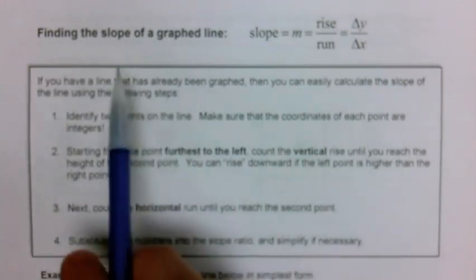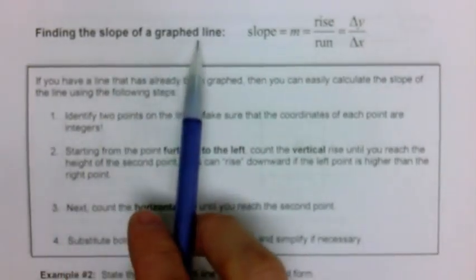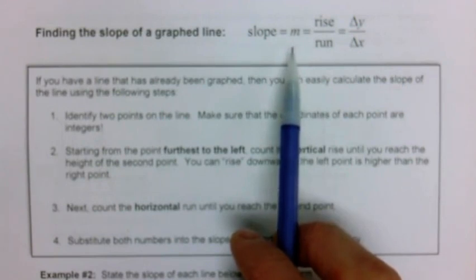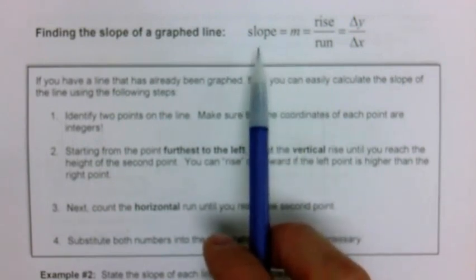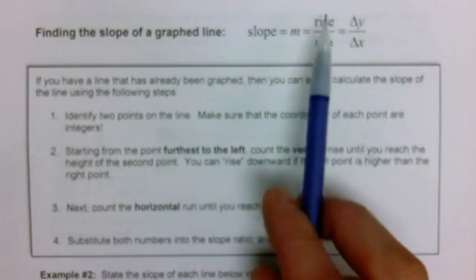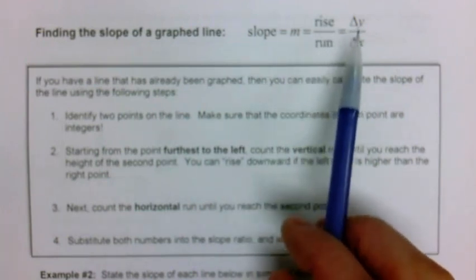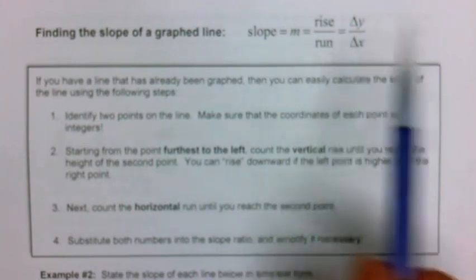So what we're going to be doing here is finding the slope of a graphed line. And slope is always represented by the variable m. So in a question where it says what's the value of m or m equals, they're talking about the slope of the line. And again, m, the slope, is the rise over the run, and the way that we find that is by finding the vertical change over the horizontal change.